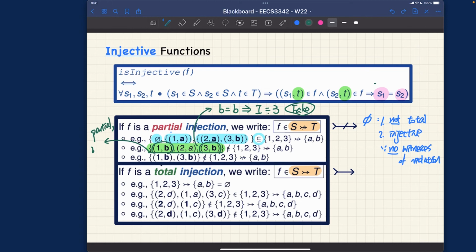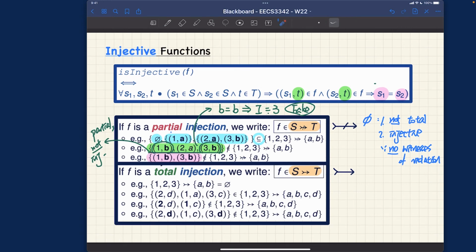I don't need to say but not injective. All right, let's now look at the last one for partial injection. Let's now try to use this one here. Let's say that's another function, the pink one we're looking at.